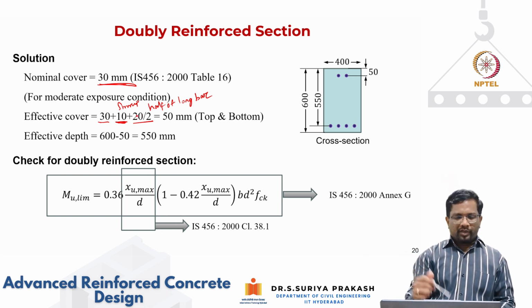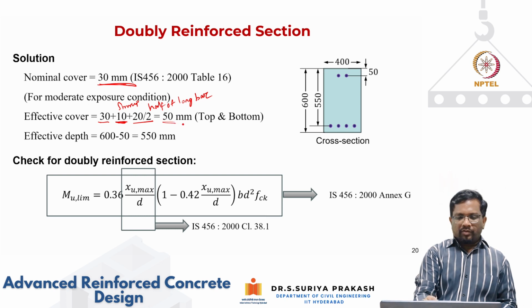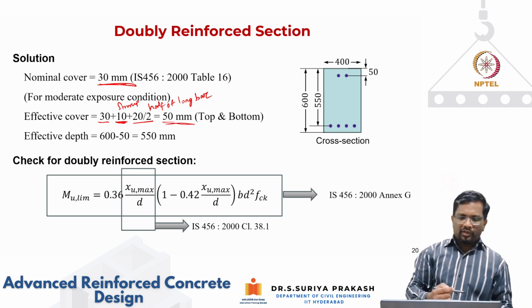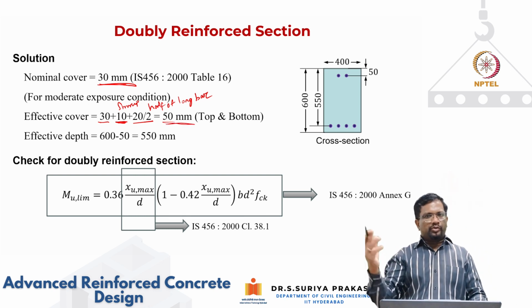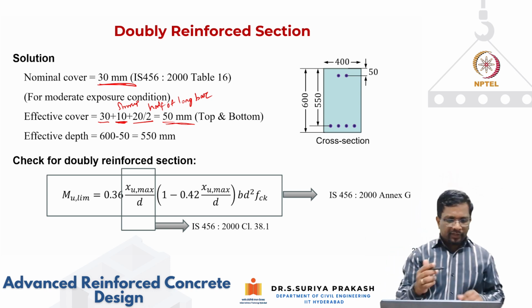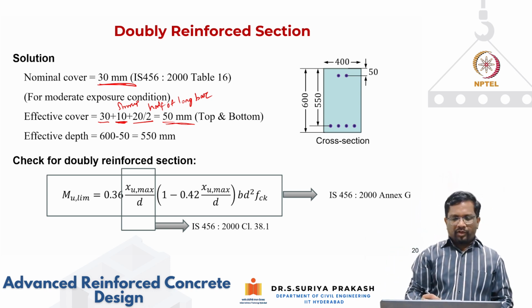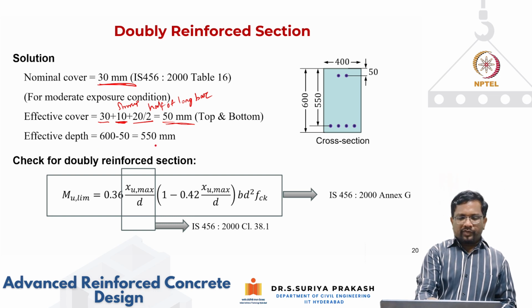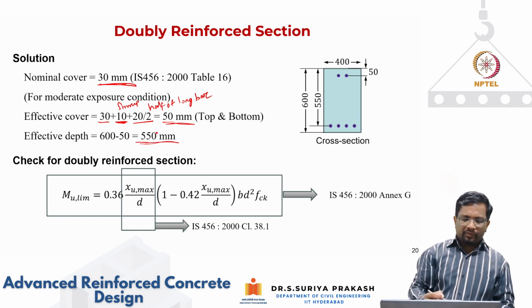Here I am taking the 20 mm bar. So the effective cover works out to be 50 mm for both top and bottom. In fact, I'm going to use the same diameter of steel for both top and bottom, which is 20 mm longitudinal bar. So the effective depth for tension is basically 550 millimeter.